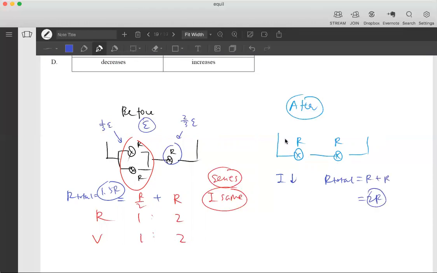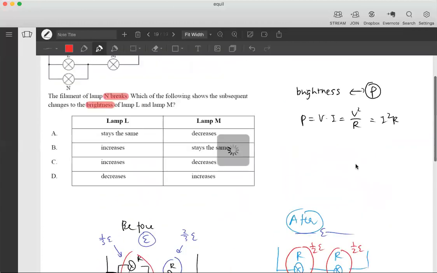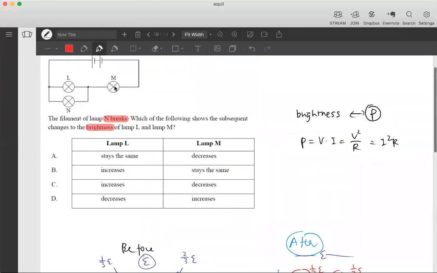They have the same battery with the same EMF, and R total becomes 2R compared to 1.5R. So I total must decrease. Now let's have a look at their corresponding voltage. This one shares a half EMF, and this one also shares a half EMF. Now we have all the information we need, so let's compare them one by one. We're going to compare light bulb M first.